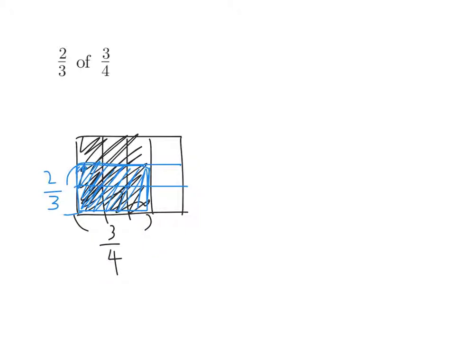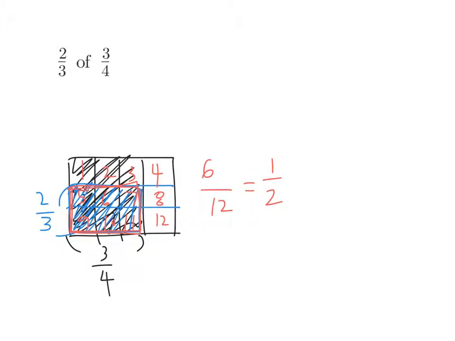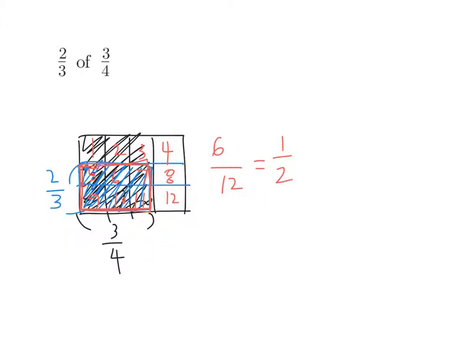Now I can see that I've divided my entire unit into 1, 2, 3, 4, 5, 6, 7, 8, 9, 10, 11, 12 units. So my denominator is going to be 12, right? And these 6 units are double colored in. They're both black and blue. So I can see that 2/3 of my original 3/4 is 6/12, or we can simplify that to 1/2. This is very similar to what we were doing yesterday, except now we don't have a unit fraction over here, and so we have to shade in more than one of those rows.